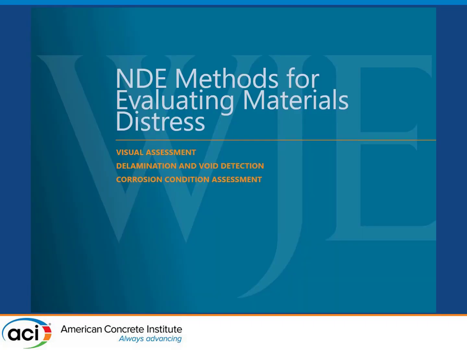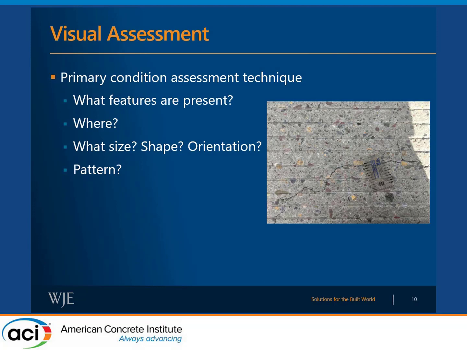So when I use NDE methods, there are a few different ways that I'll use them to evaluate materials distress. Today I'm going to focus on three of the applications. This is not an extensive list, but it's probably the most common applications of NDE methods in determining the cause of materials-related distress. So I'll talk about visual assessment, delamination and void detection, and corrosion condition assessment. Visual assessment is the most common and probably the simplest of all NDE techniques. It doesn't require any specialized equipment, but it's perhaps the most complex as well in terms of figuring out what's causing a particular materials-related degradation issue.